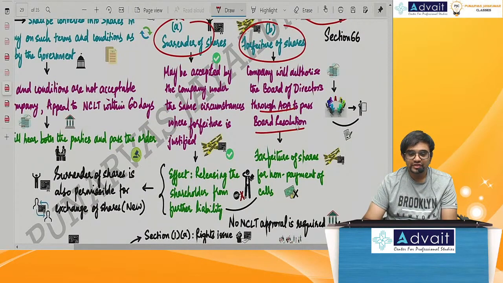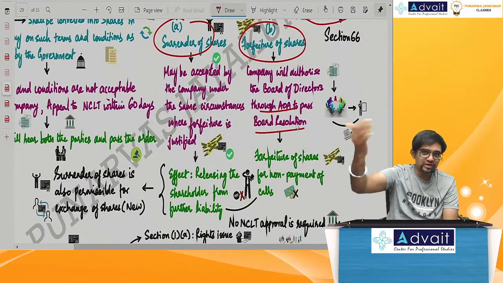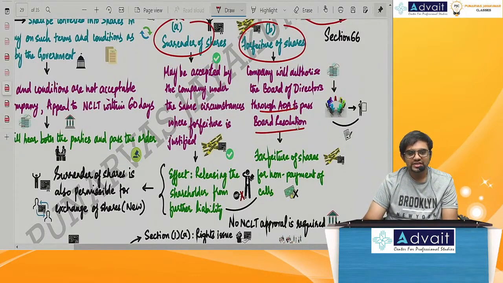They will give me a notice of forfeiture. That notice will generally be around a 14-day notice. If I do not pay the call money, the shares will be forfeited. The forfeited shares can be resold in the open market or resold by the company as they deem fit. Surrender is when I cannot pay, so voluntarily I come and surrender. That is called surrender of the shares, which may or may not be accepted.